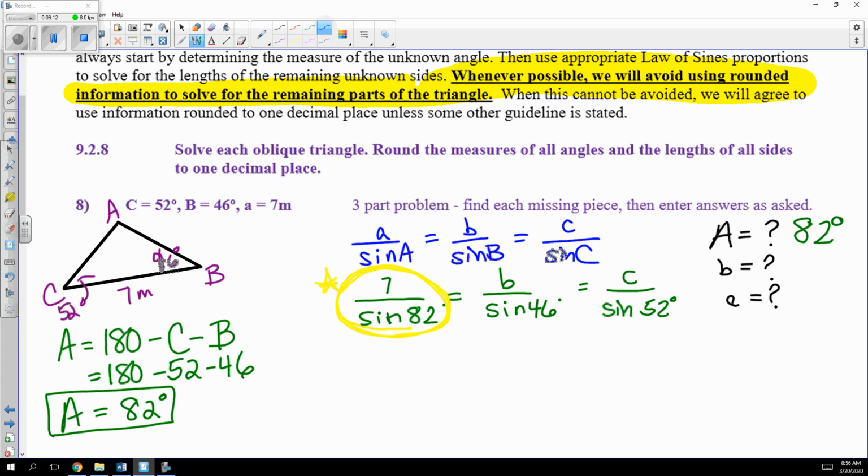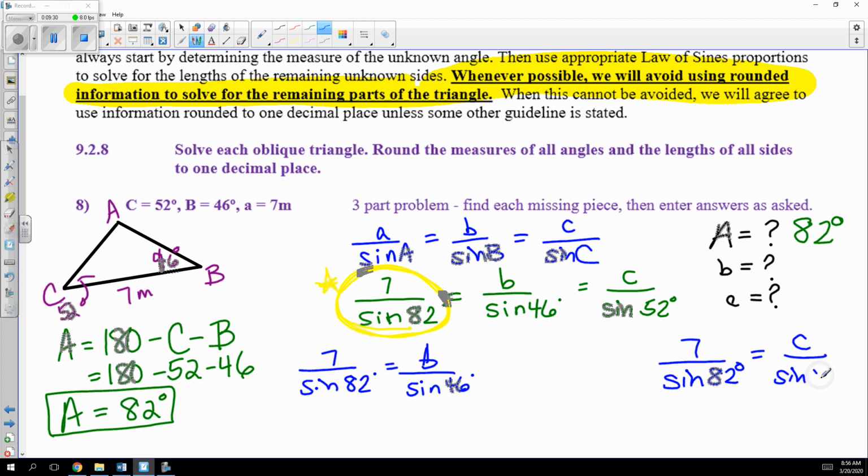So I'm going to set up 2 different proportions. I'm going to say 7 over sine of 82 degrees is equal to B over sine 46 degrees, and 7 over sine 82 degrees equals C over sine 52 degrees. And I'm going to solve each of these for side B and side C.